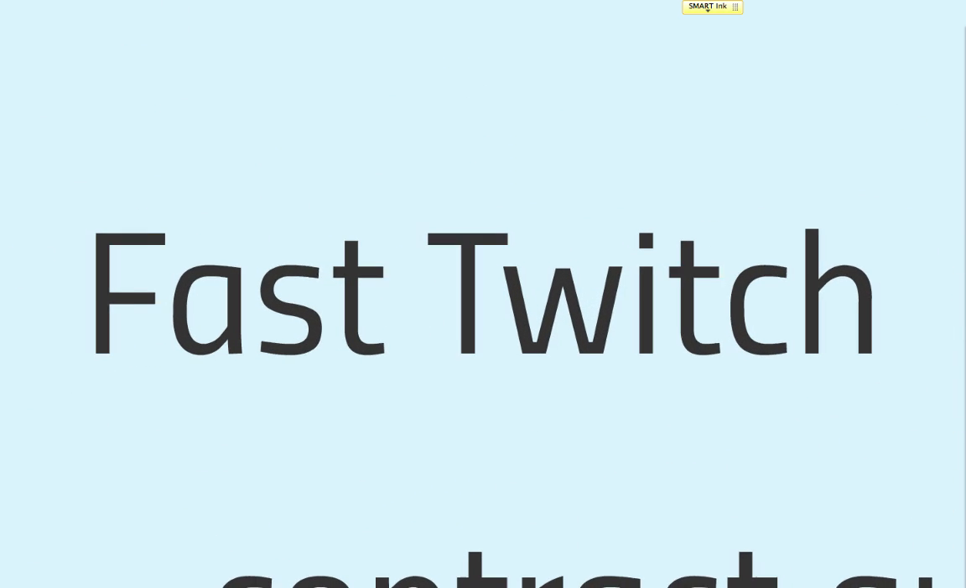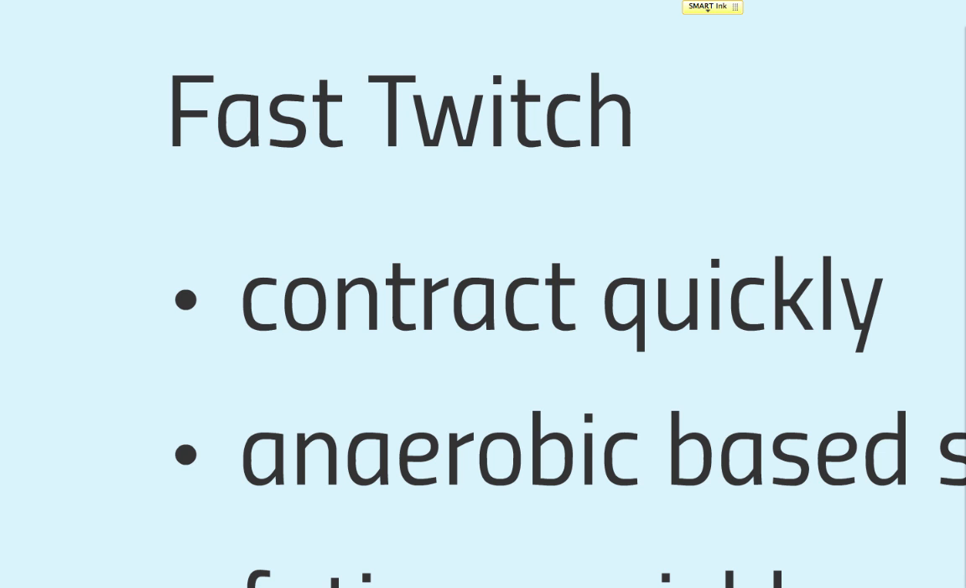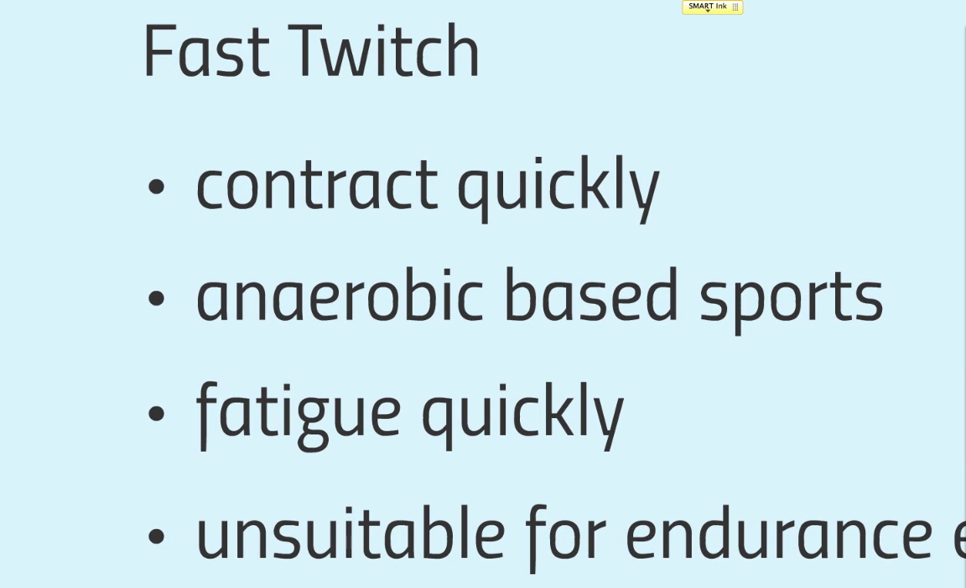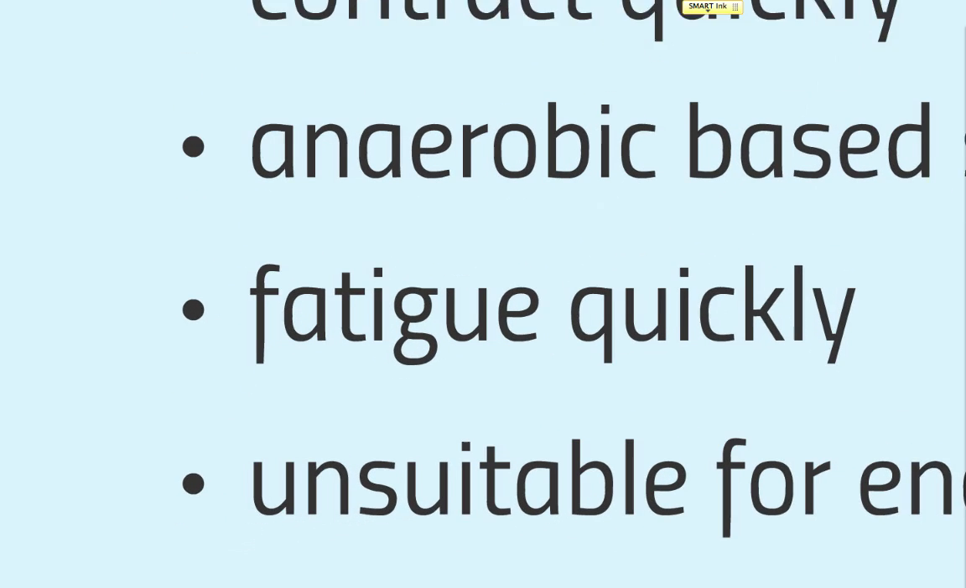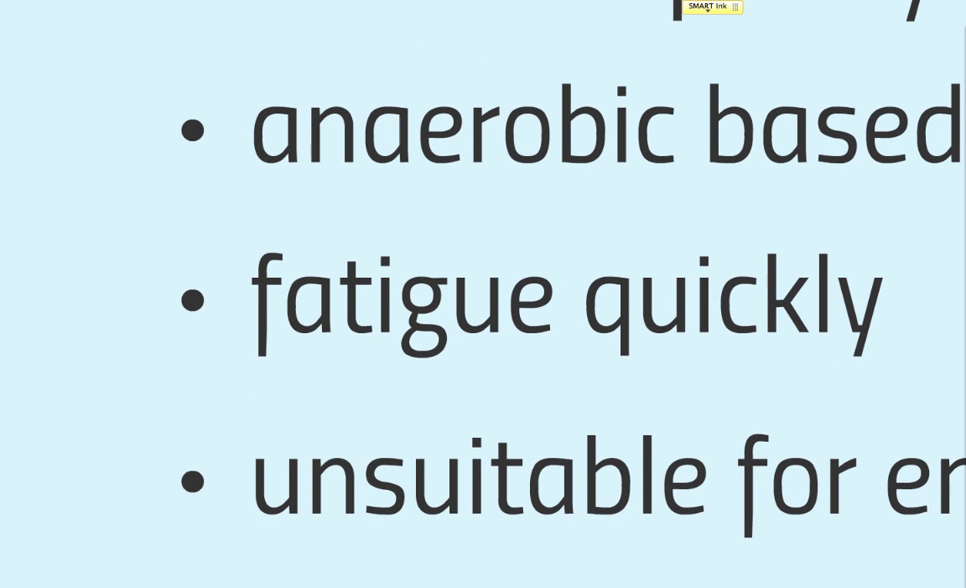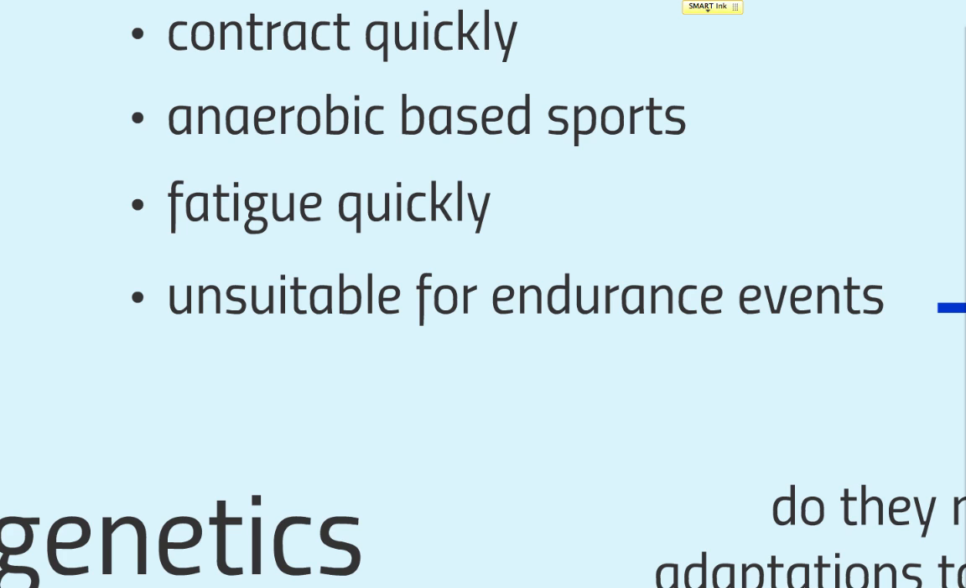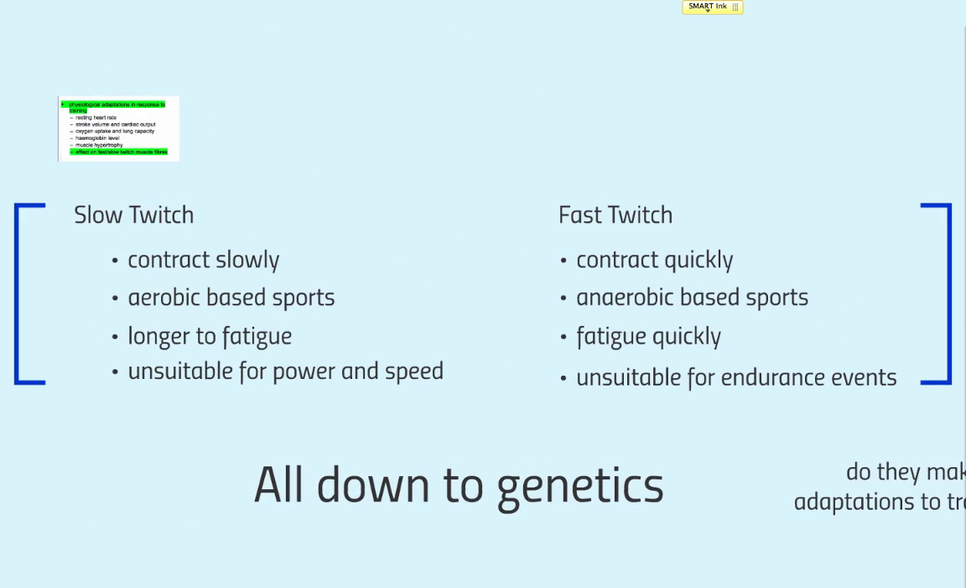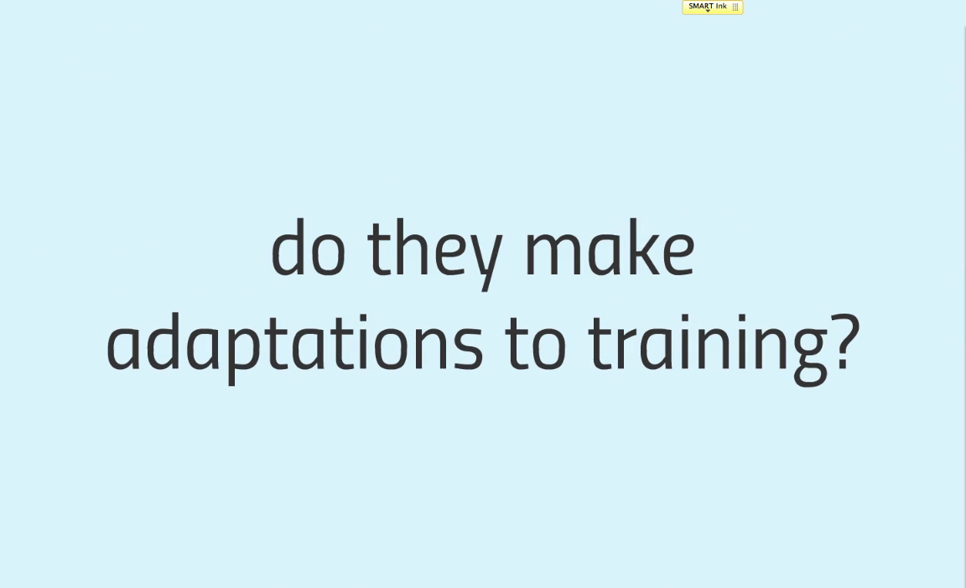Fast twitch fibres contract quickly as opposed to slow twitch. They are suitable for anaerobic sports that need explosive efforts such as shot put and sprinting. They fatigue quickly and are unsuitable for endurance events. The makeup of slow and fast twitch muscle fibres is almost entirely based on genetics, and it's not possible for an individual with mainly slow twitch muscle fibres to change to fast twitch with training. One type will be predominant over the other.